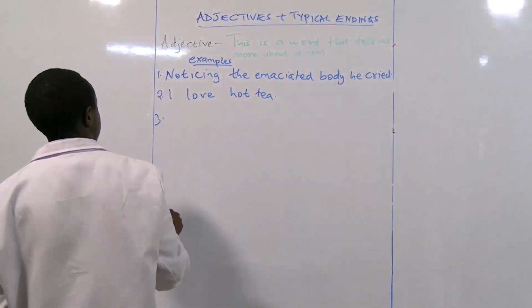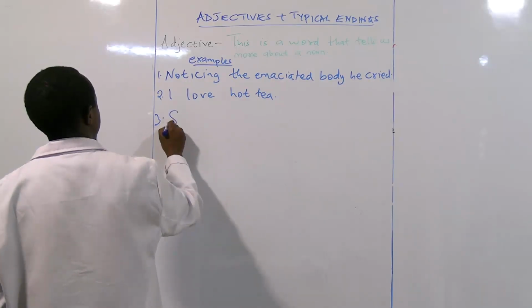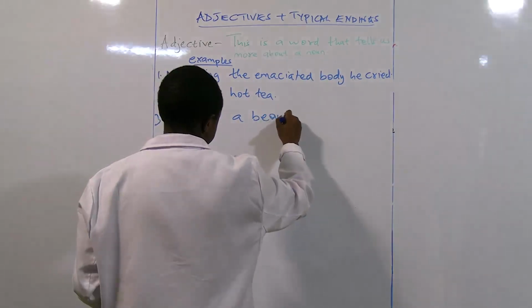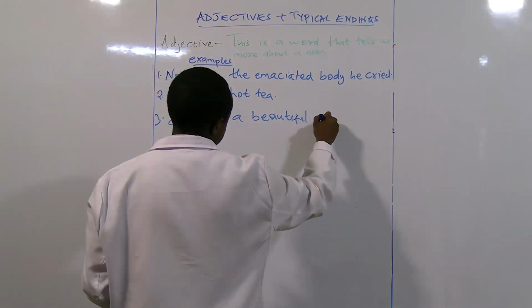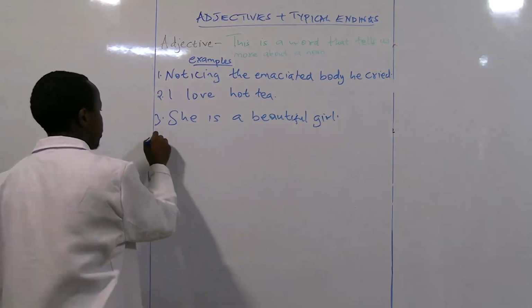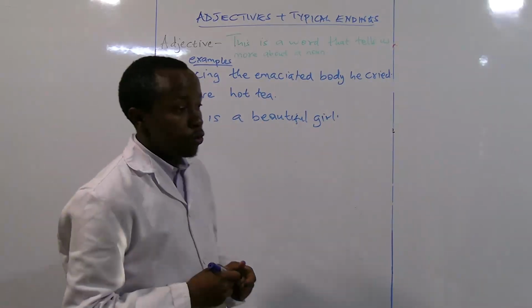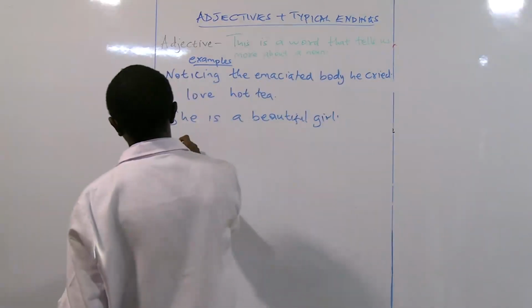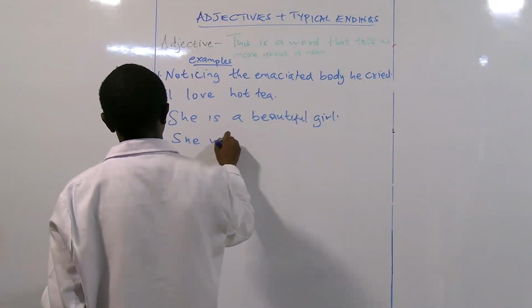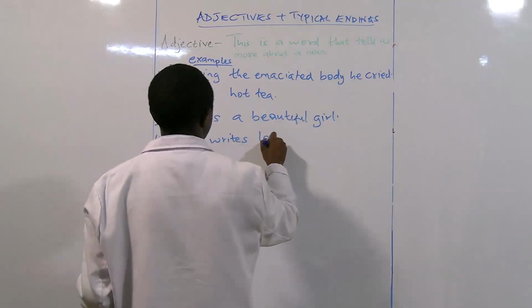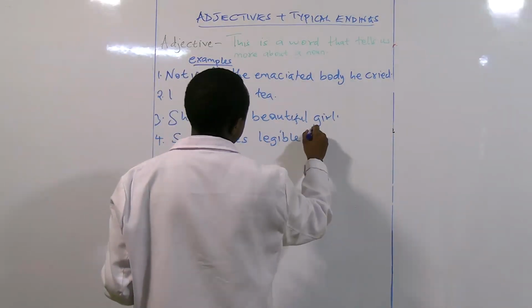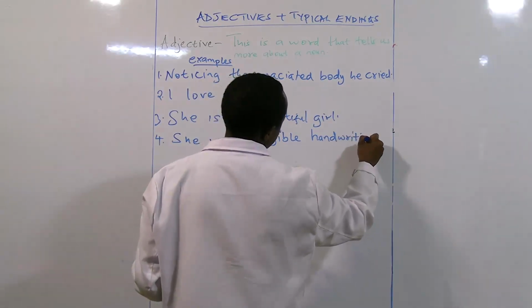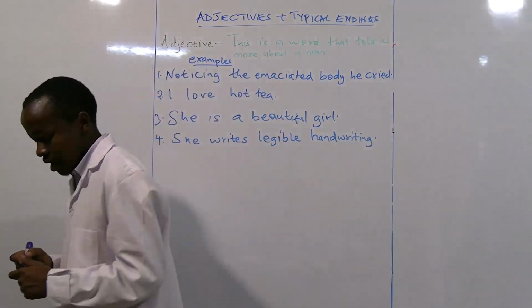Number three, she is a beautiful girl. Number four is she writes legible handwriting.